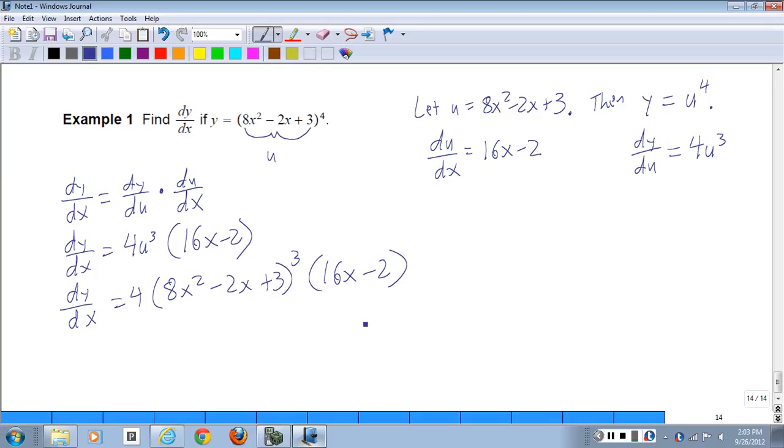We can simplify that further. It just gets tedious from here. You could factor a 2 out of the 16x minus 2. Then you take that 2 and multiply it by the 4 out in front. But as far as the substance of this, we've calculated the derivative and almost simplified it completely.